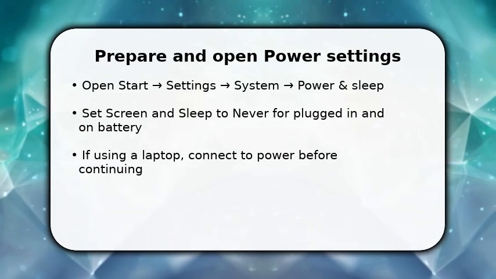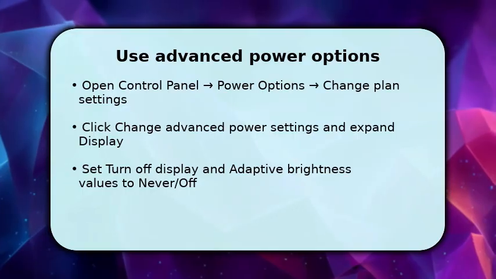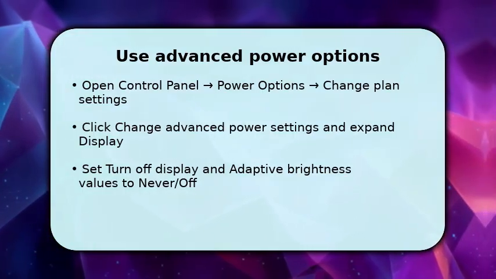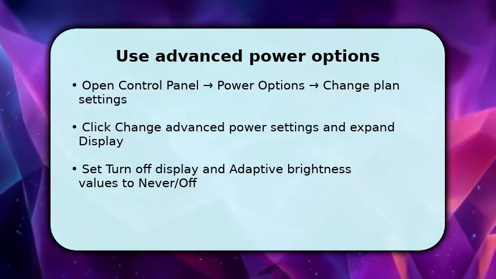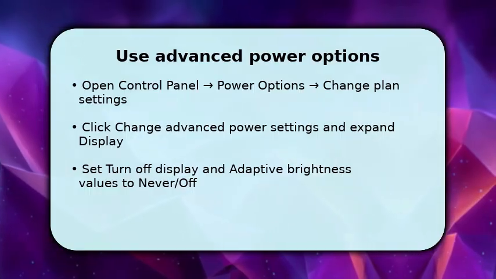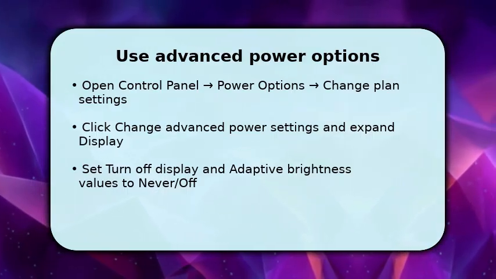Next, you dig into advanced power settings to control finer behaviors. Open your active plan settings and click Change Advanced Power Settings, then expand the Display section. Set Turn Off Display to never and disable adaptive brightness so ambient light doesn't dim or sleep the screen. If you use a docking station or external monitor, check those entries too.